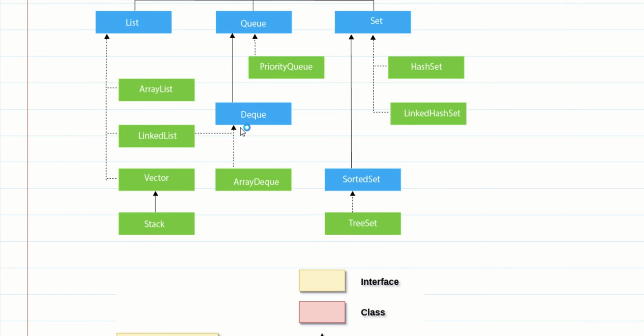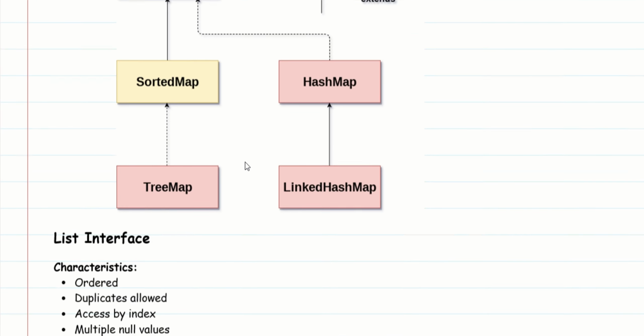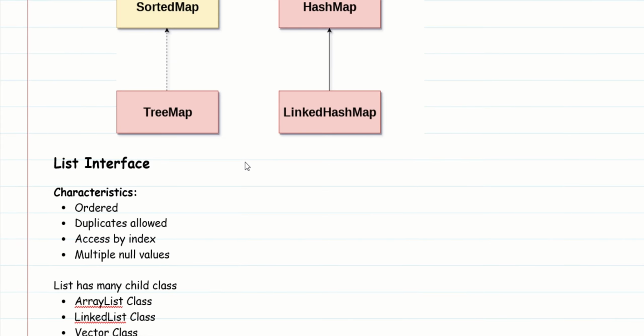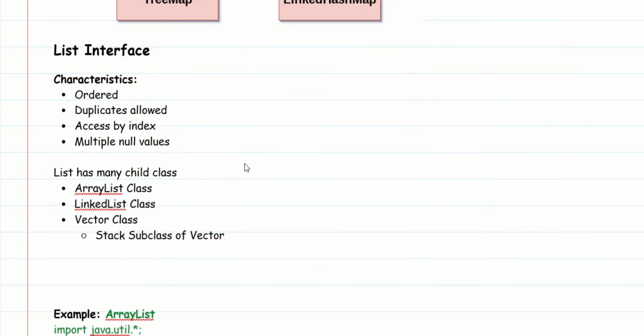Then comes HashMap, as I mentioned. It's a key-value pair structure which has HashMap, TreeMap, LinkedHashMap, and all. So let's break down each. I won't go into detail, it's just an introduction to the collections framework. Let's see each interface and its child classes at a high level, and each interface will be covered in other videos as well.